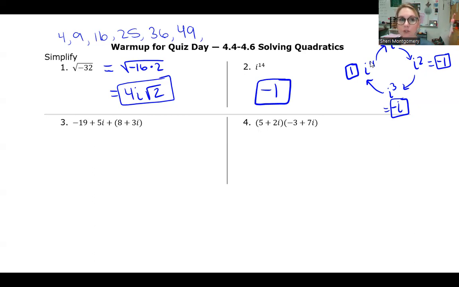Question 3, we have several of those questions on the practice worksheet. All it is, is adding and subtracting. That's it. So we basically have two different binomials that we're putting together. You have to put constants with constants and imaginary numbers, or complex numbers, with complex numbers. And so I have -19 and I have 8. Those are both my constants. And then I have 5i and I have 3i.